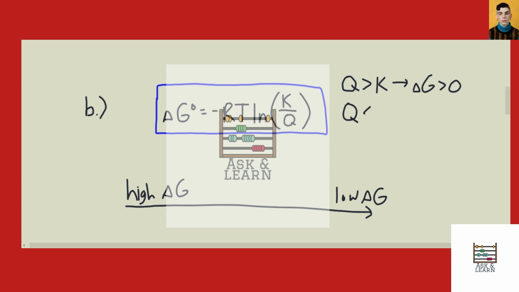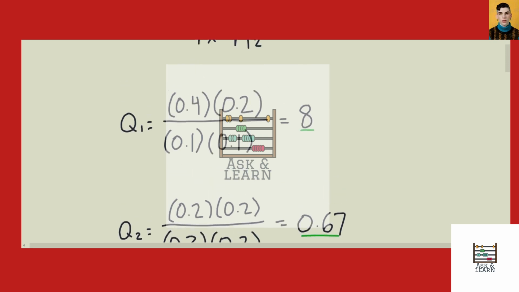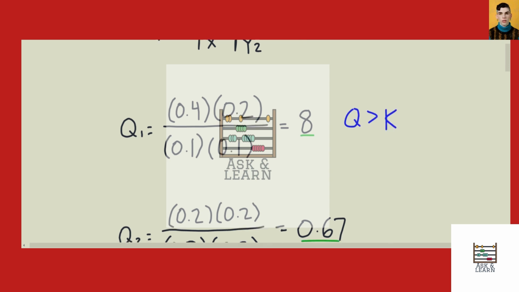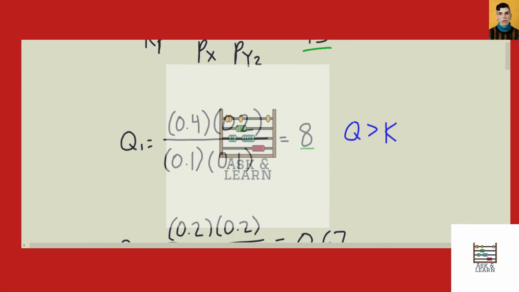Likewise, if Q is less than K, then delta G is less than 0. And if Q is equal to K, then we are at equilibrium and delta G equals 0. So now if we go through, starting with the first molecular scene, we see that Q is 8 and K is 4.5. So for the first one, we say that Q is greater than K. And when Q is greater than K, delta G is greater than 0.